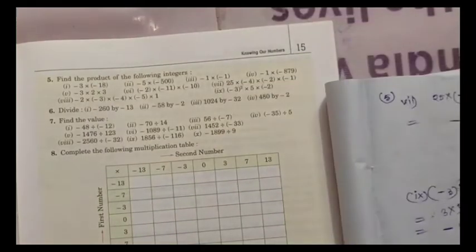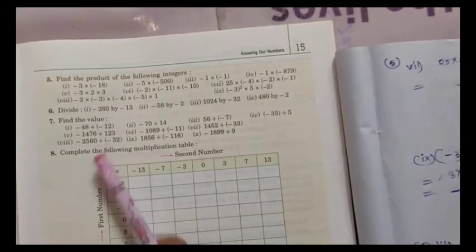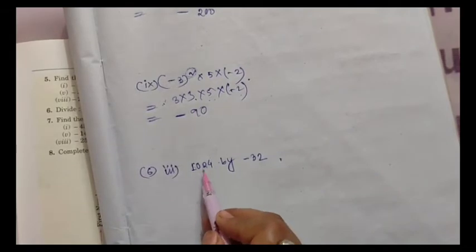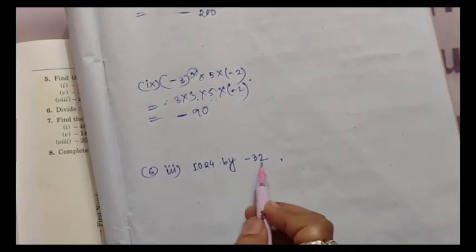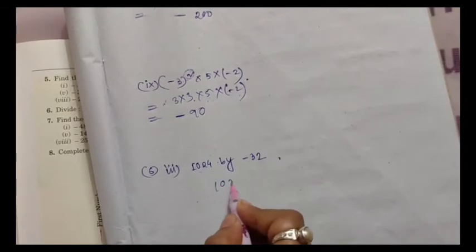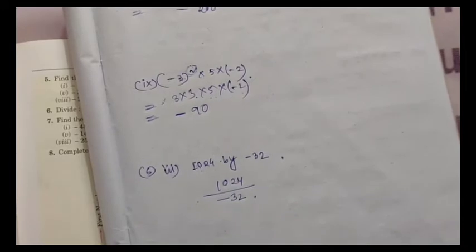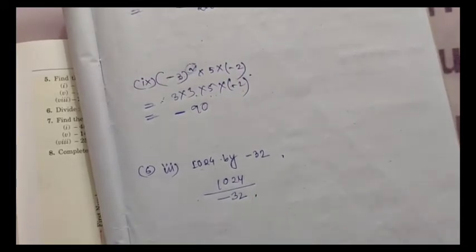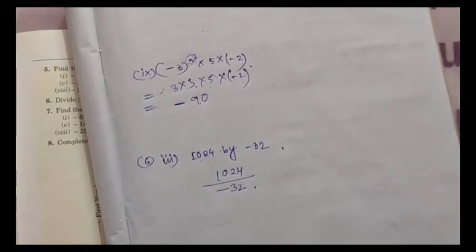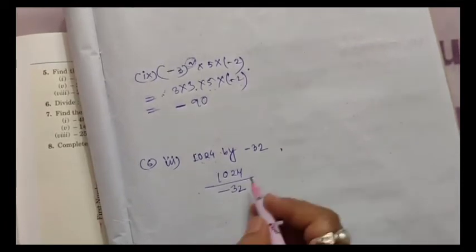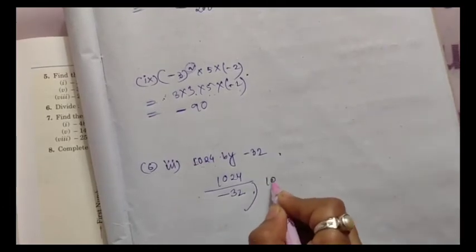Okay. Next, question number 6. Divide. You need to divide 1024 by minus 32. So the sign of the quotient, the quotient that we will get, here the two integers are of opposite sign, so the sign will be negative. But we need to do the division.